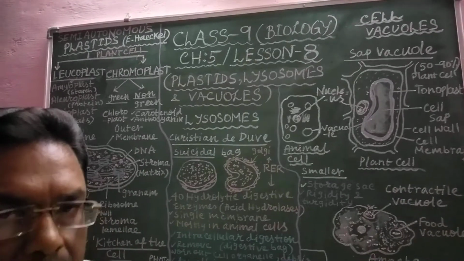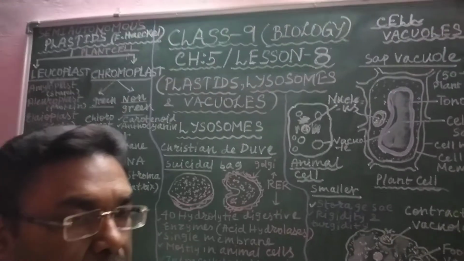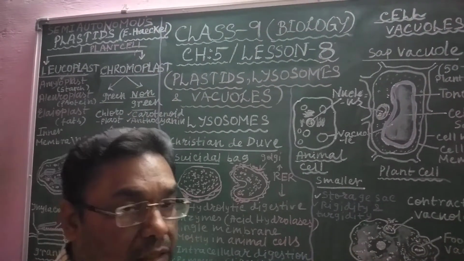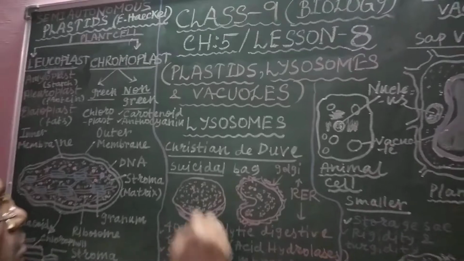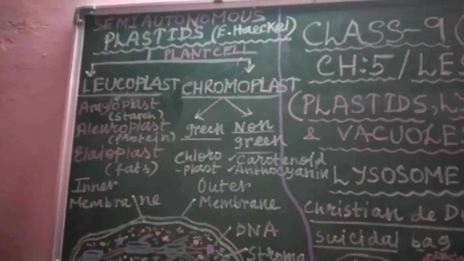Hello students, today we are going to discuss two cell organelles and one important cell structure. They are plastids, lysosomes and cell vacuoles. First of all, we will be discussing plastids.